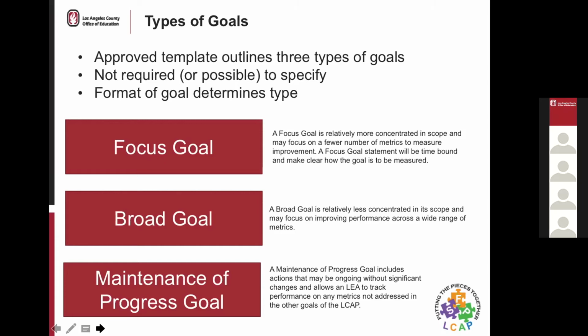There's no place on the template to identify the type of goals you've included in your LCAP, but these definitions could be helpful in organizing your goals and subsequently your actions that fall under each of these goals.